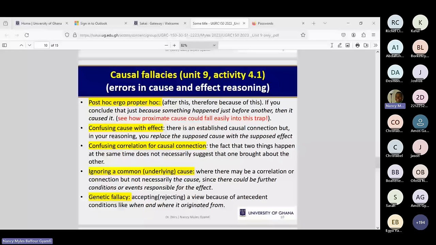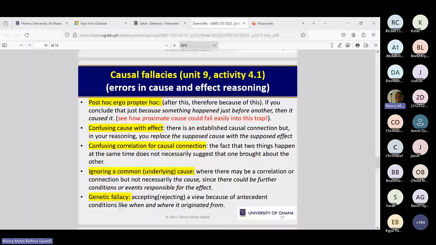Apart from post hoc ergo propter hoc, which is after this, so you say it caused it, we also know confusing correlation for causal connection. Post hoc ergo propter hoc is a fallacy that you could easily commit if you thought of cause only in terms of proximity. Then confusing correlation for causal connection is a fallacy that is so close to reasoning or explaining in terms of the method of agreement.